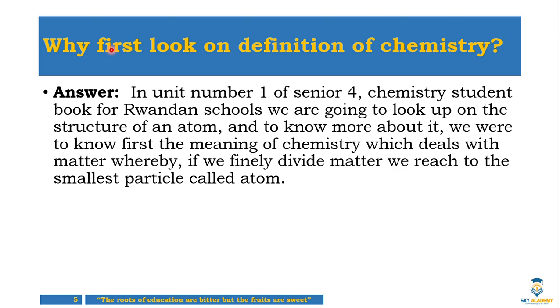Here is a question that anyone can ask themselves: why are we looking at the definition of chemistry first? The answer can be proposed. In unit 1 of the Senior 4 chemistry student book for Rwandan schools, we are going to look at the structure of an atom. To know more about it, we first need to know the meaning of chemistry, which deals with matter, whereby if we keep dividing matter, we reach the smallest particle called the atom.